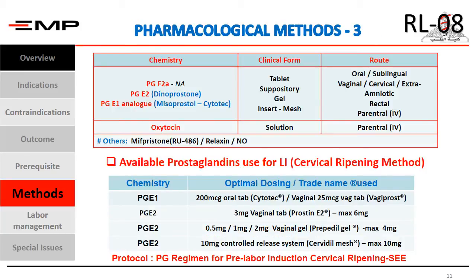Pharmacological methods are mainly subclassified into either prostaglandins or oxytocins. For prostaglandins, either dinoprostone, prostaglandin E2, or misoprostol, prostaglandin E1, may be used. Prostaglandin F2 alpha is currently not available. Different clinical forms are available with different routes. The optimal dosing and the available trade names for different prostaglandins used are shown in the following slides.